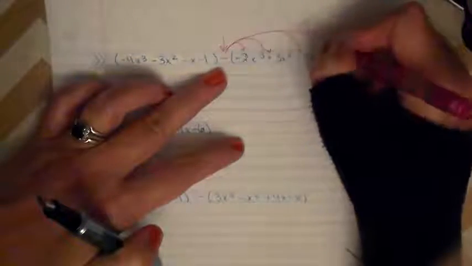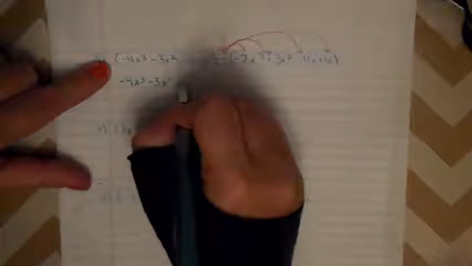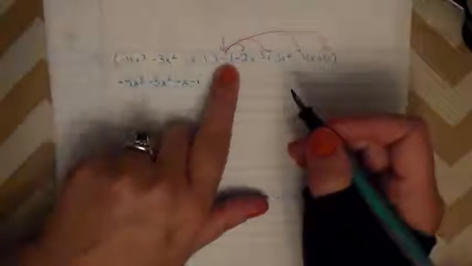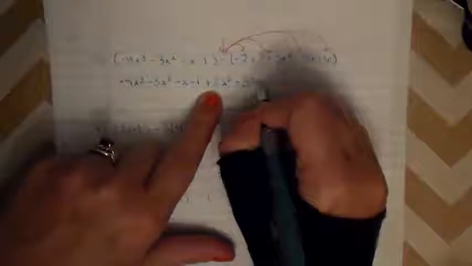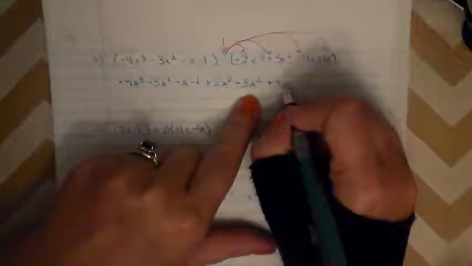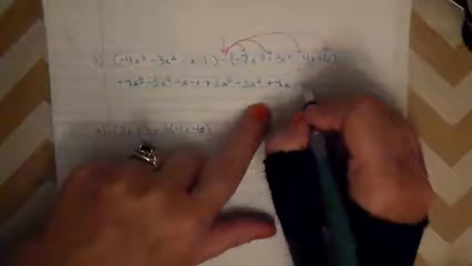So when you see this negative sign right there, that means that I need to take everything in here and change the sign. So I'm going to have negative 4x to the third minus 3x squared minus x minus 1. All that stays the same. But here, this negative makes that positive. This negative makes this negative. Negative makes a positive. Negative makes a negative.